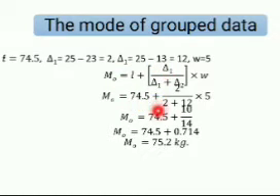So MO now is equal to L, which is 74.5, plus delta 1, which is equal to 2, divided by delta 1 plus delta 2, 2 plus 12. So this 2 plus this 12 is equal to 14. Then 5 multiplied by 2 is equal to 10. So we are having 74.5 plus 10 over 14. So 10 divided by 14 is equal to 0.714. 0.714 plus 74.5 is equal to 75.2 kilograms.